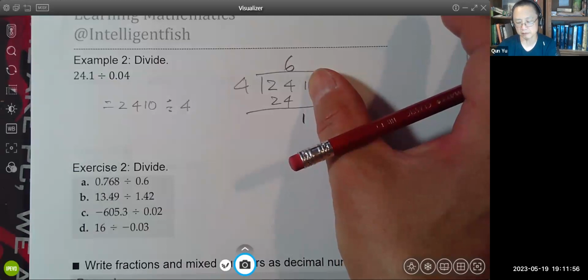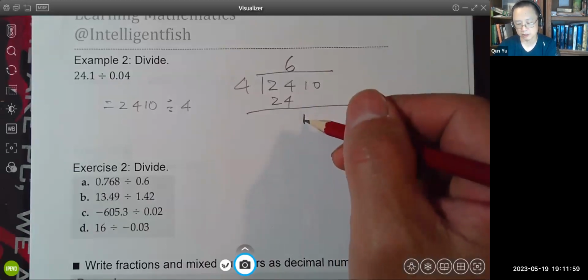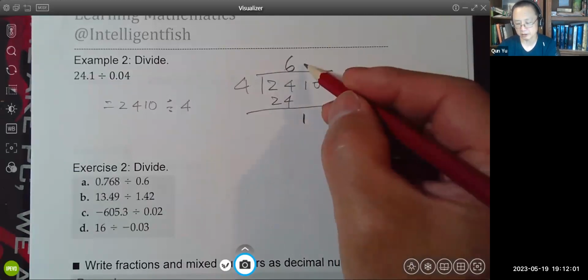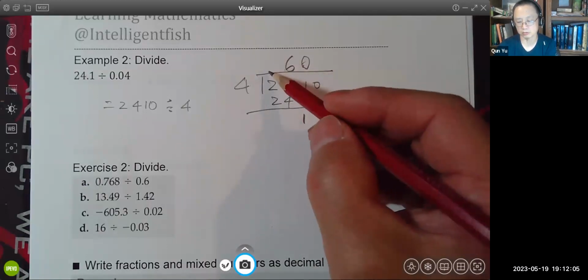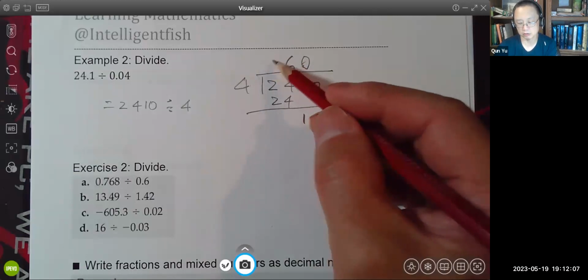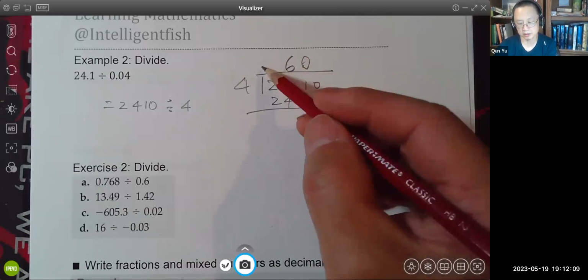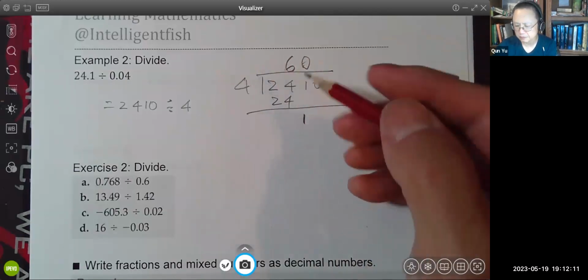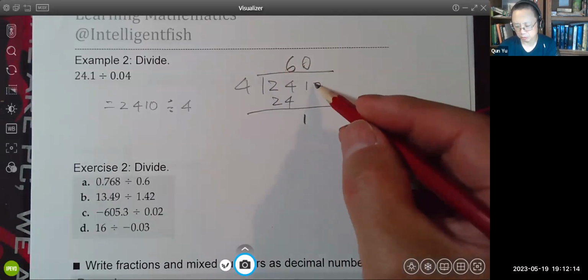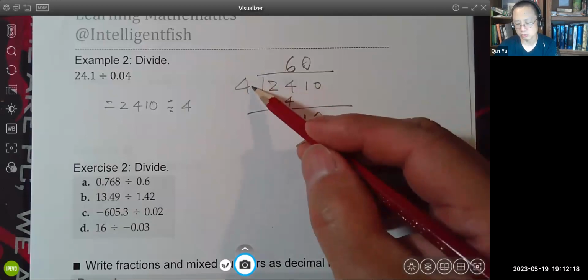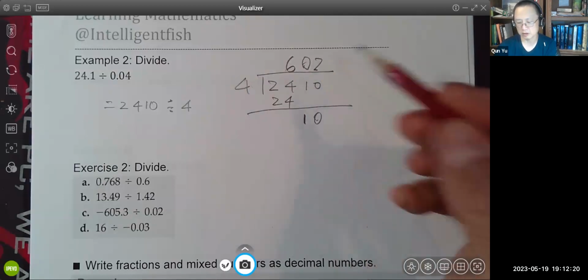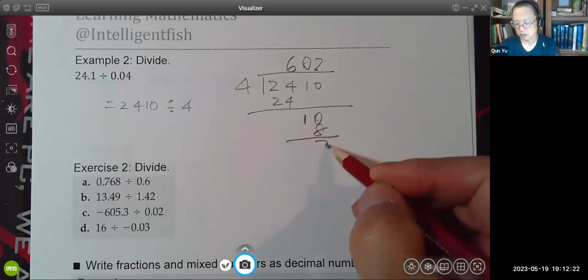Ask yourself, is there a 4 in 1? There's no 4 in 1. There's 0 4s in 1. You put 0 here. If we have 0, we don't need to write 0 in front of a whole number, unless it's a decimal number. You put 0 point something. Okay. Now we put down 1 more digit. This time we have 4 in 10. There are 2 4s in 10. That's 8. Remainder is 2.